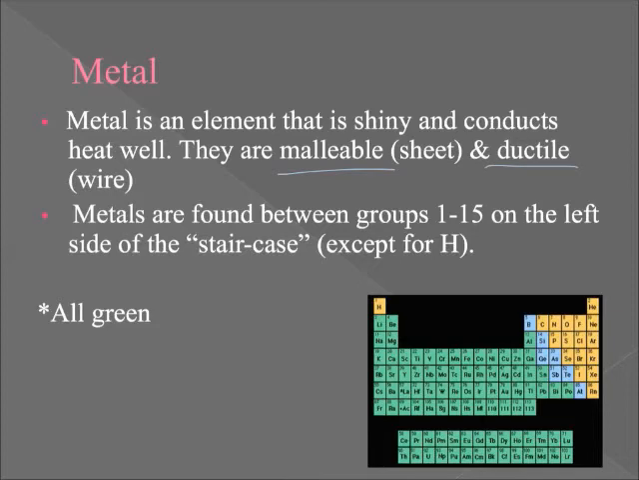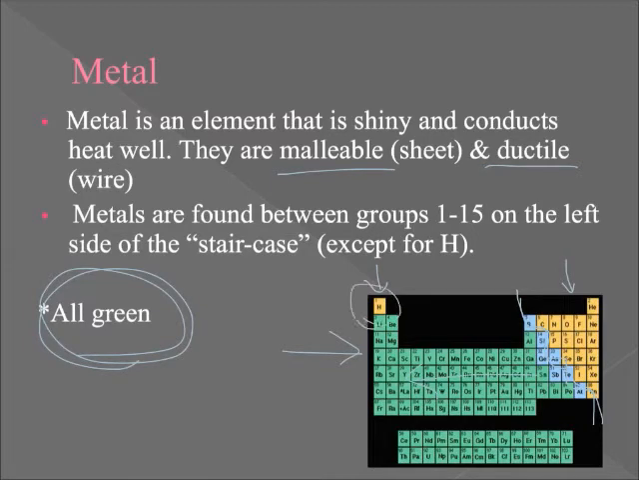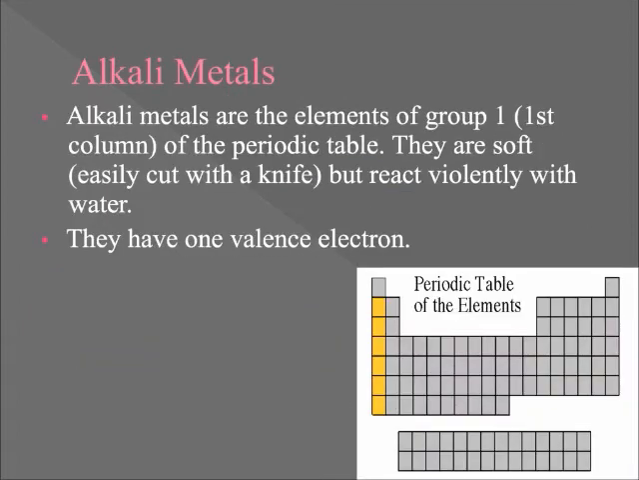Metals are found between group 1, this is group 1, to group 15, this is group 15, on the left side of this staircase. If that blue thing is a staircase, it's all of these. So anything that is marked green in this periodic table is a metal. Notice that hydrogen is the only one on the left side of the staircase that is not a metal. If you haven't already done so, give me some examples of metals using your periodic table. The hint in this case is that it's any of these elements that's in green color.